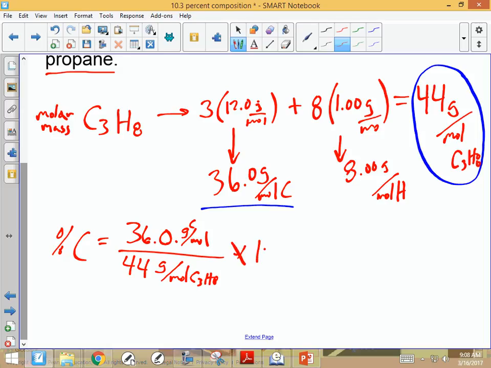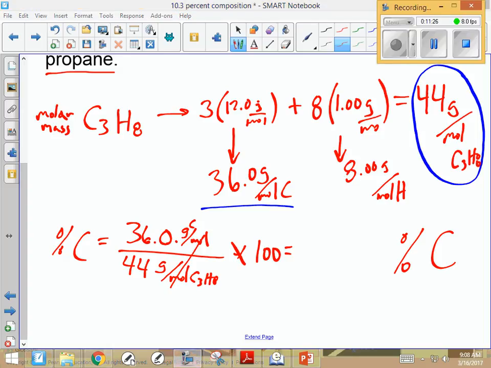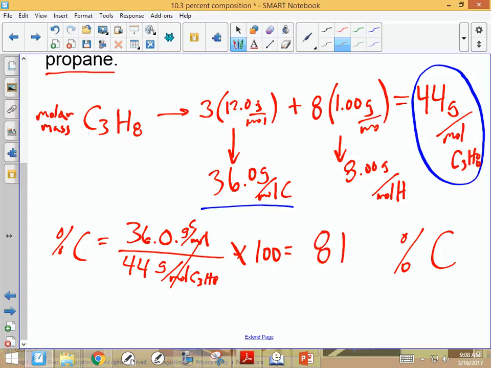Multiply by 100, and we will get a percent of carbon. Okay, moles cancel. And we'll get 81.8% carbon. Now let's see what percent hydrogen we have.